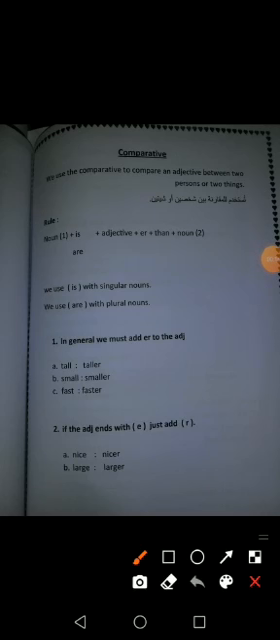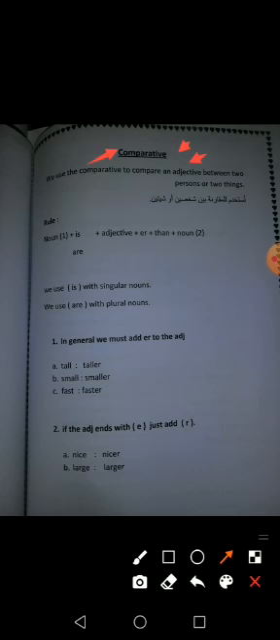Our lesson for today is about comparative and superlative. Okay, today we are going to talk about comparative and superlative. So, when to use comparative? First, we are going to talk about comparative. When and how to use the comparative. Okay, when and how. متى وكيف نستخدم الcomparative.